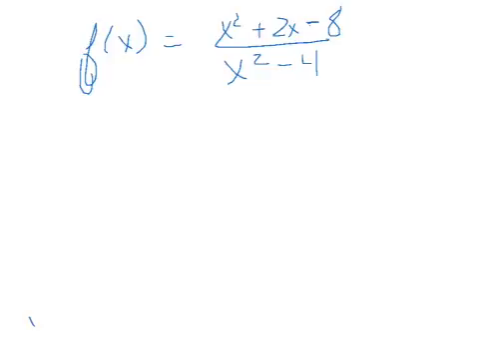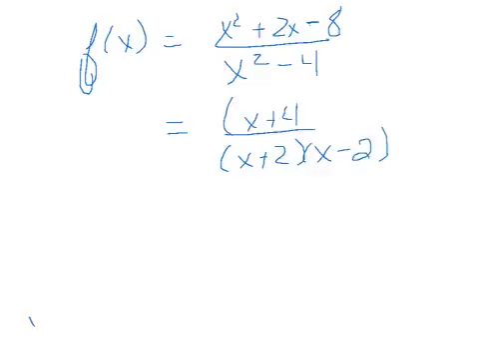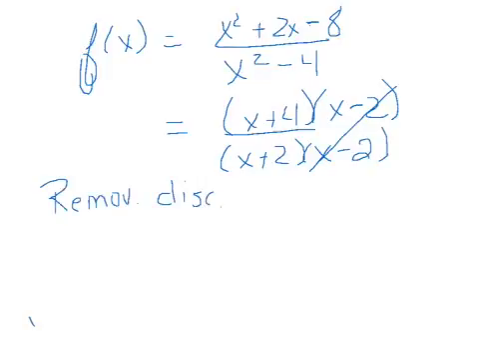Factor what? x plus 4, x minus 2 over x minus 2, x plus 2. Okay, so what can I do now? The x minus 2's cancel, which tells me I have what type of discontinuity? I have a removable discontinuity at x equals 2.